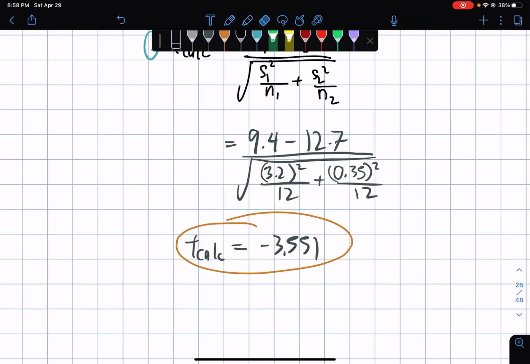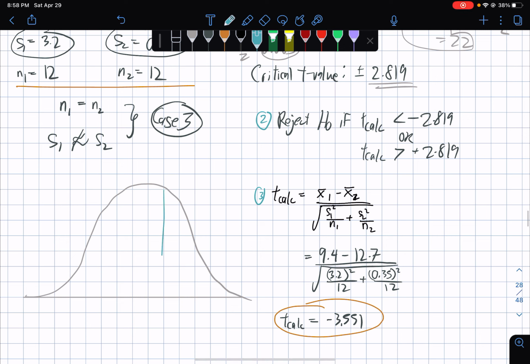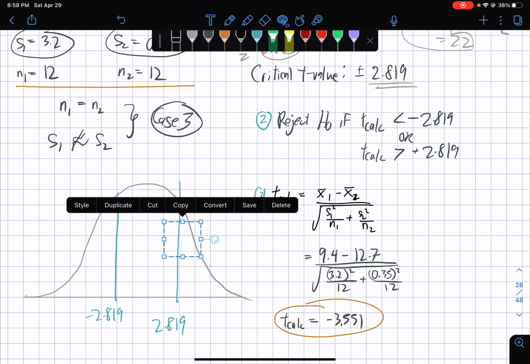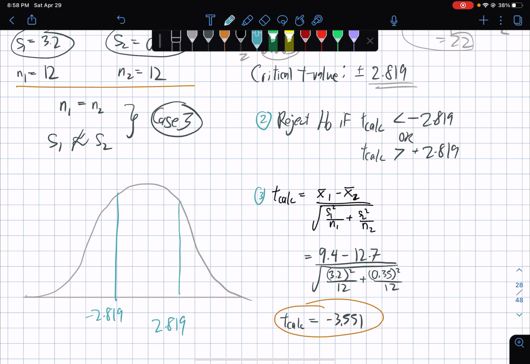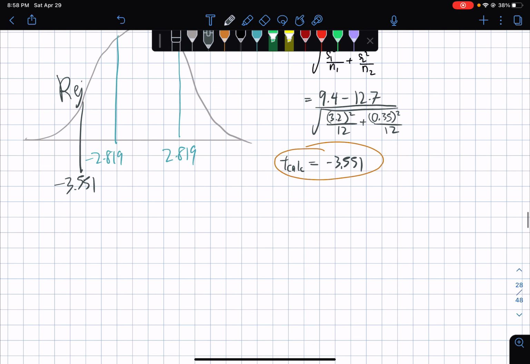Okay, let's visualize. So far, to visualize it, we have here 2.819. Here is negative 2.819. And then here is negative 3.551. And this region is reject. Therefore, in our resolution, we reject H0.